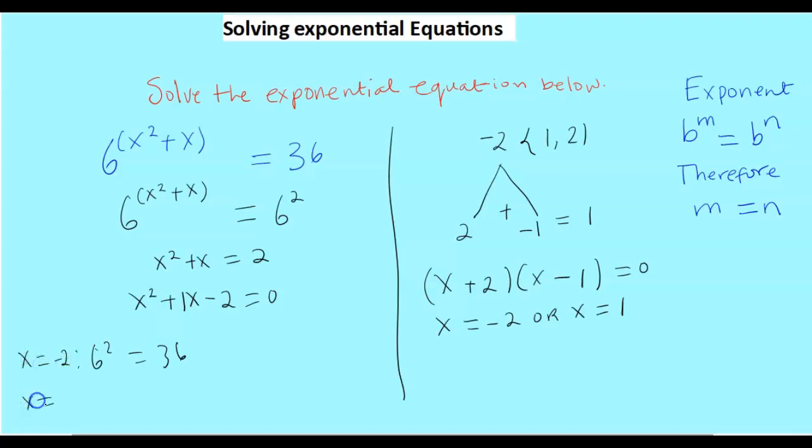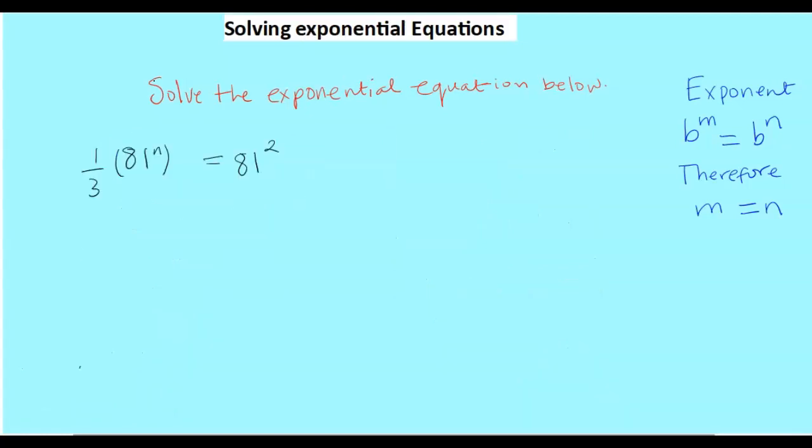Now let's see when x is equal to 1. So when x is equal to 1, we got 1 squared is 1, plus 1, which is also 2. So here we got 2 and it is equal to that. So both of these numbers are true. So the solution is x equals negative 2 and x equals negative 1.